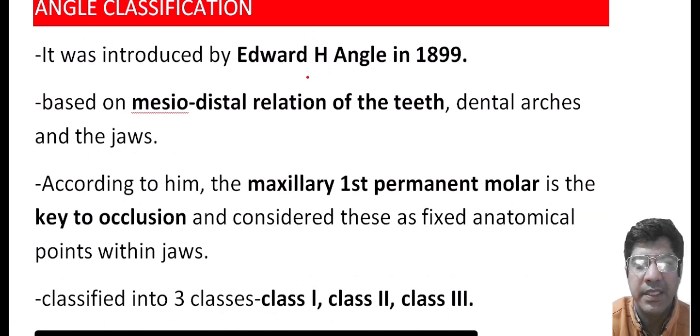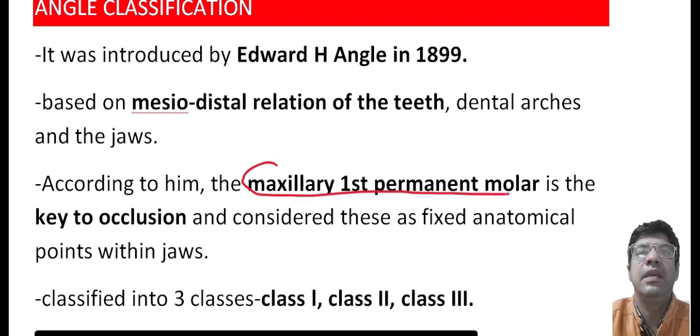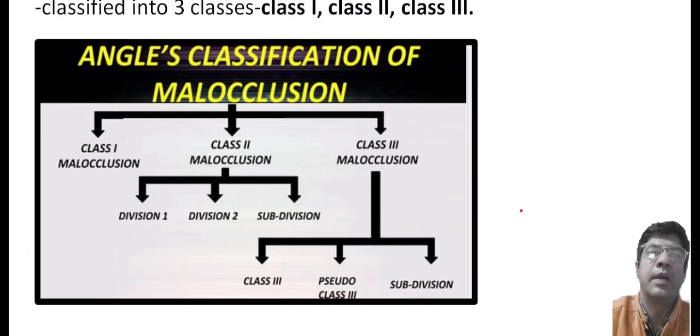The angle classification was given by Angle. This classification is based upon the mesiodistal relation of teeth, dental arches and the jaw. According to Angle, he considered the maxillary first permanent molar as the key for occlusion. He classified malocclusion into class 1 malocclusion, class 2 malocclusion and class 3 malocclusion.